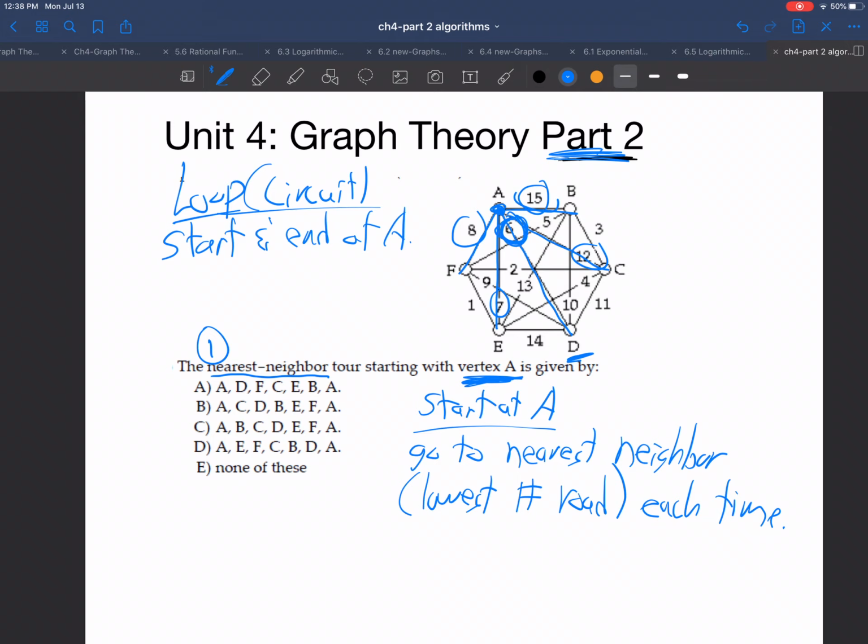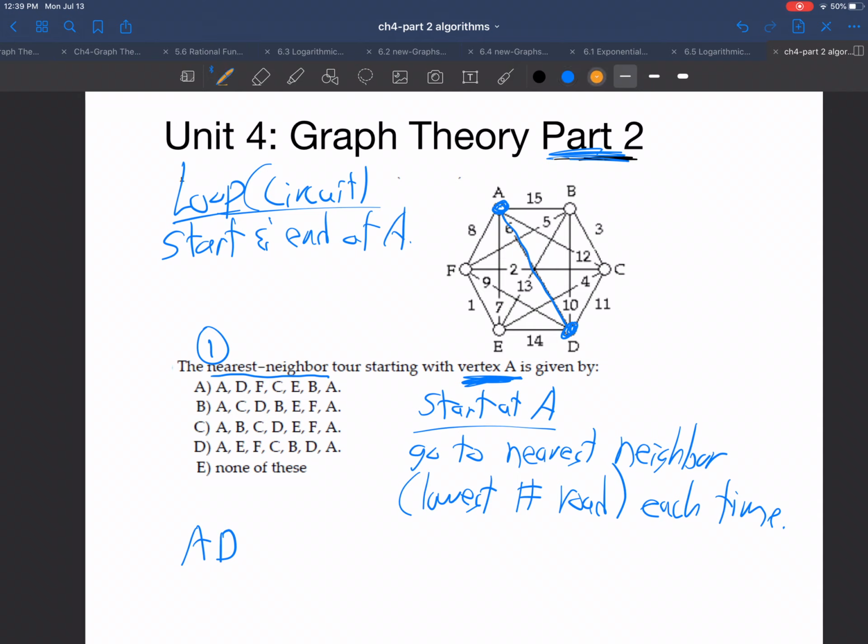D is only 6 minutes from A, right? From A, F is 8 minutes away. B is 15 minutes away. E is 7 minutes away. D is only 6 minutes away. So D is the nearest neighbor. So that's the first step. Start at A, go to D. That's his nearest neighbor. Let's write this down. A to D.